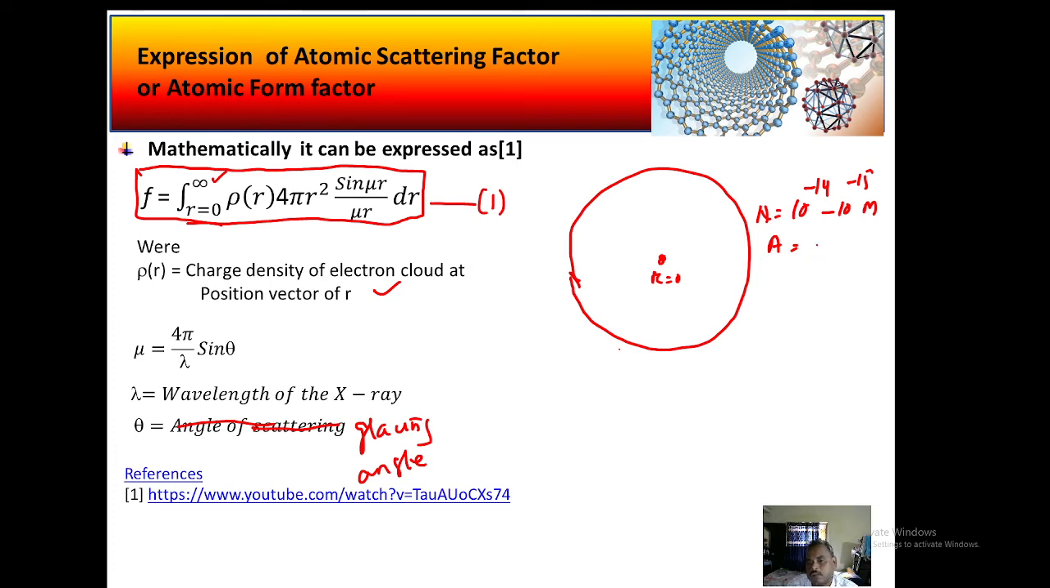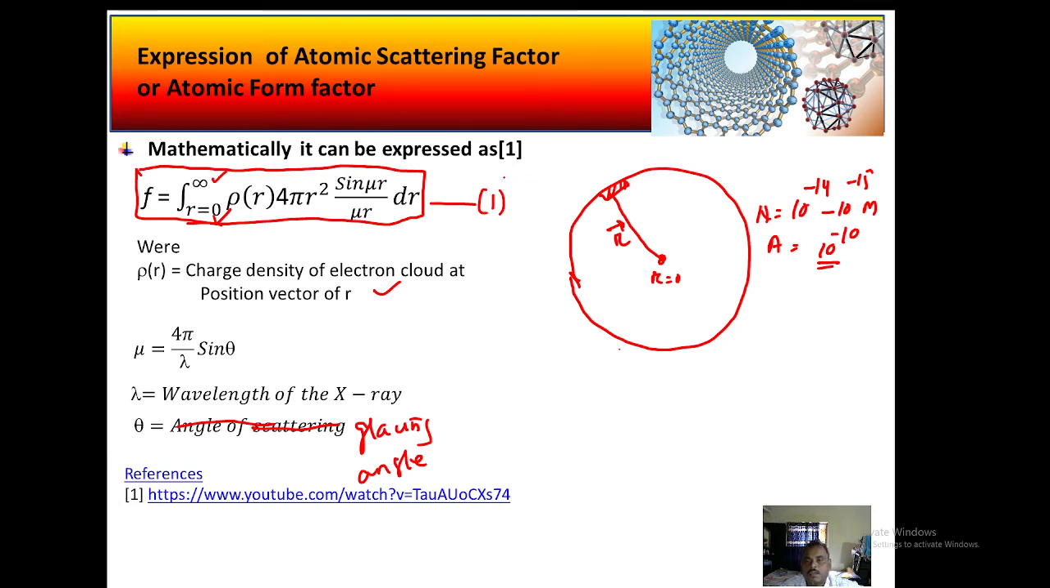So I can say the atomic dimension is of the order of 10 to the minus 10 meter. This is the electronic cloud dimension also. Now you see, the electronic cloud dimension is much larger than the nucleus dimension. Therefore, this electron density distribution can be assumed from 0 to infinity. Now in this region, let me consider a small electronic cloud region here, which is at a distance r. This is the position vector of the electronic cloud that I have considered.